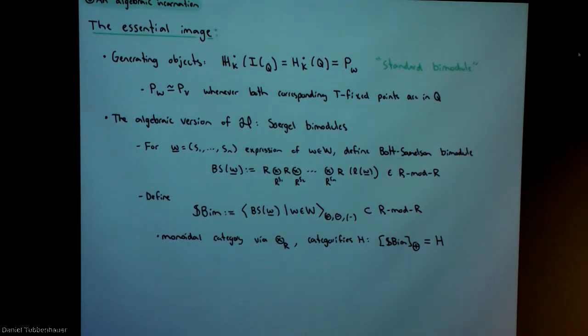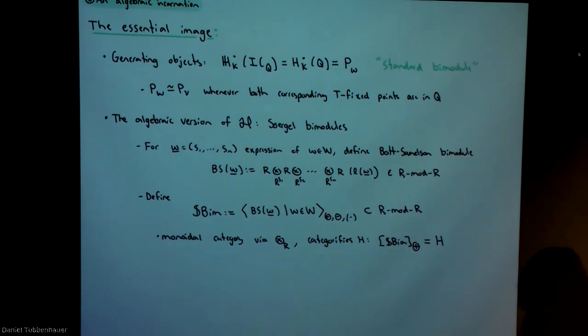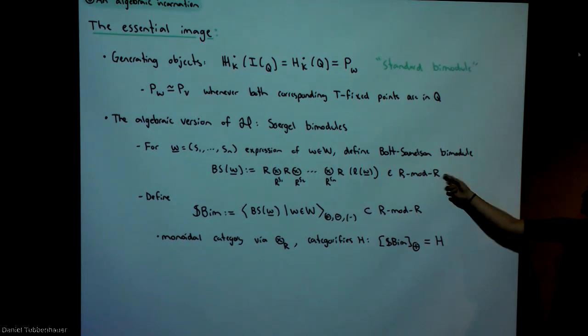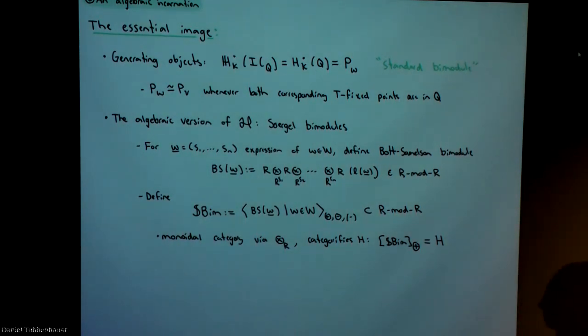If we take expressions of every element of the Weil group, we can define R bimodules. This R is the same ring that's acting on the right in our category. We can just take the tensor product over all the invariants under the simple reflections in this expression. Then we take a category generated by these things, closed under direct sums, summands, and grading shifts. This is a monoidal category, and it categorifies the Hecke algebra. And it's exactly what we get if we take hypercohomology of the geometric Hecke category.